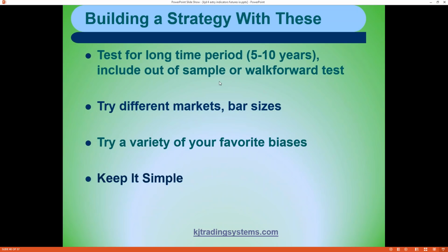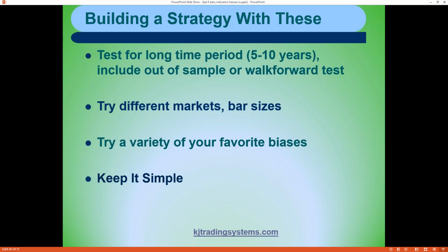For example, I just showed you one chart. You can't make a decision off of one chart. You want to look over 5 to 10 years. You want to do out of sample testing. I do walk forward testing, which I think is better than out of sample, but out of sample is better than nothing. You definitely want to do that. And if you don't know what in sample, out of sample, walk forward is, hit Google tonight and do some searching, because you really want to use out of sample or walk forward testing.